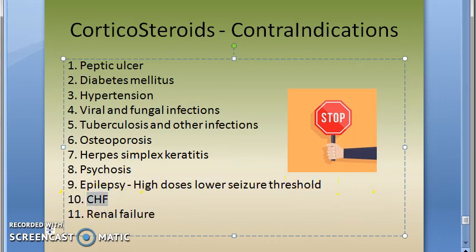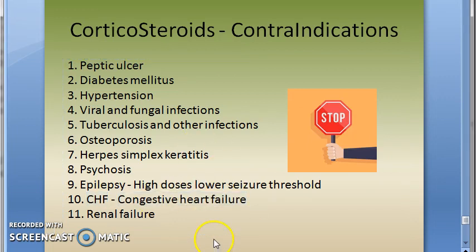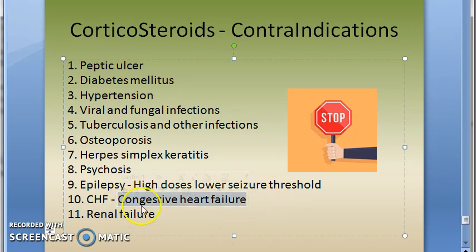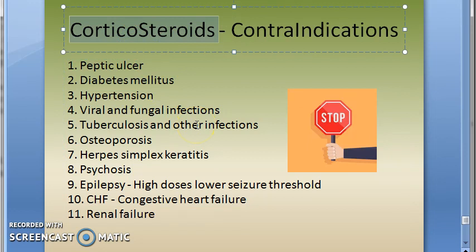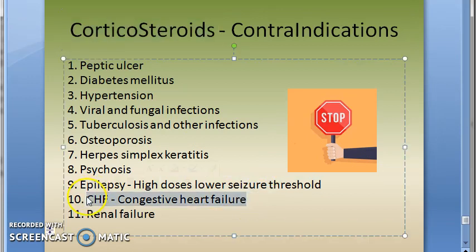Moving on. Congestive heart failure. What is CHF? It is congestive heart failure. Obviously, you will have to protect the heart here. Now, if you give corticosteroids, the sodium level and water retention will increase. Water level increases, blood volume increases, blood pressure increases. So, it is not a good thing.